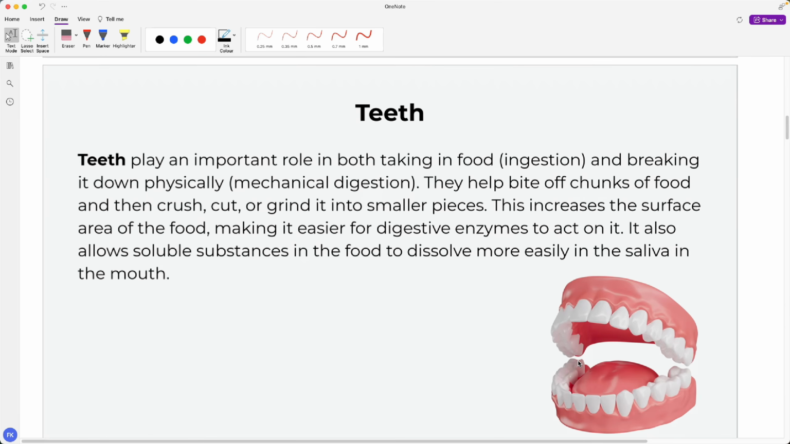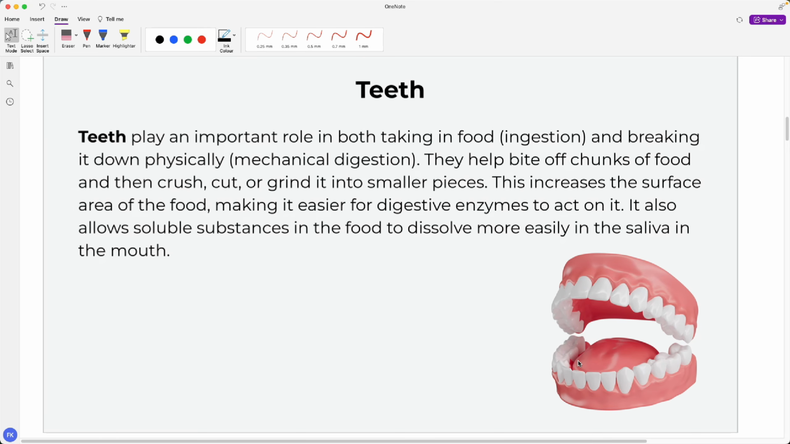Now let's move on to the other part of our digestion, which is teeth. Teeth play an important role in both taking in food and breaking it down physically, right? They bite off a chunk of food and then crush or grind it into smaller pieces. This increases the surface area for the food, making it easier for the digestive enzymes to act on it.